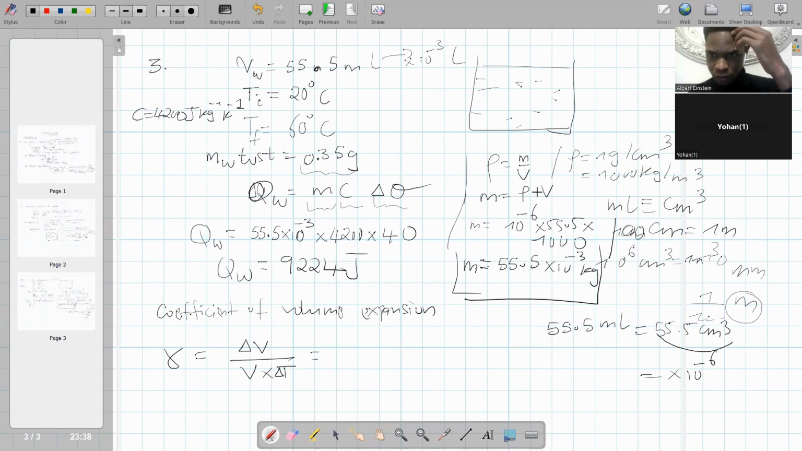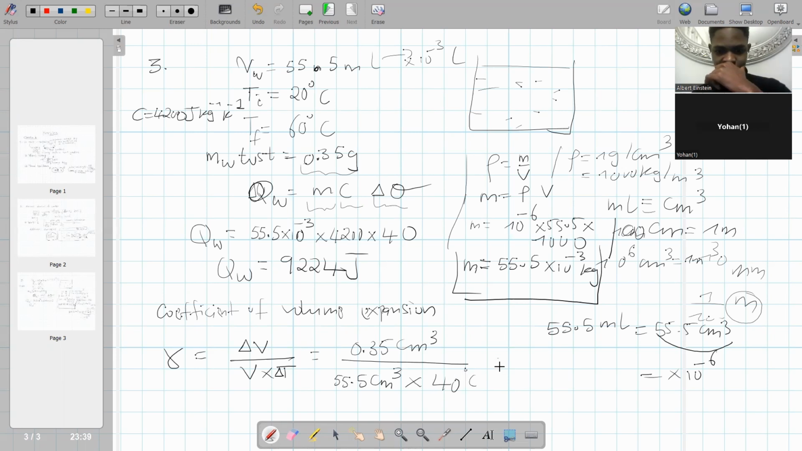Yes, because this mass is in grams, if I want to convert this mass, I have to use this formula for density. So the volume will be mass over density. It will be the same thing in centimeters cubed, so it will be 0.35 centimeters cubed divided by the initial volume. The initial volume is 55.5 centimeters cubed. The difference in temperature, 40, which is straightforward.